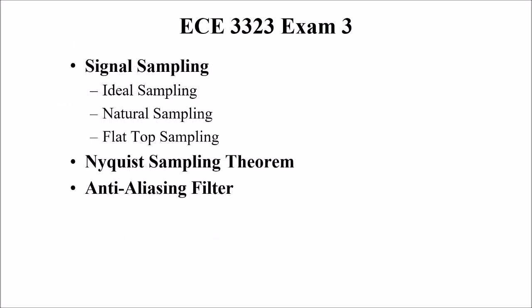We have the topic of signal sampling: ideal sampling with delta functions, natural sampling with rectangles, and then flat-top sampling with a sample and hold type system. So we discussed those forms of sampling. We spent some time with the Nyquist sampling theorem, which establishes the minimum sampling rate required for successful reconstruction of the message signal from the samples. And we discussed aliasing and the anti-aliasing filter.